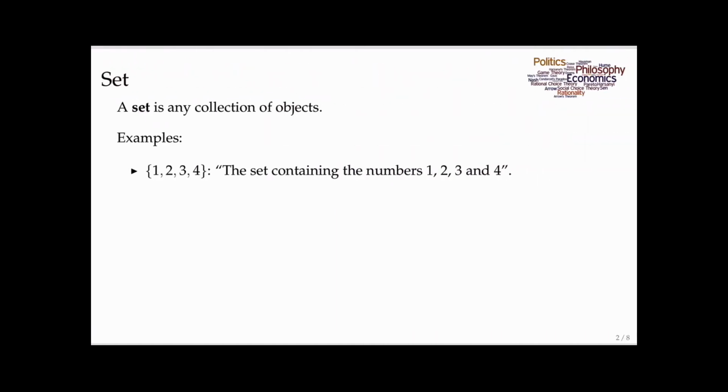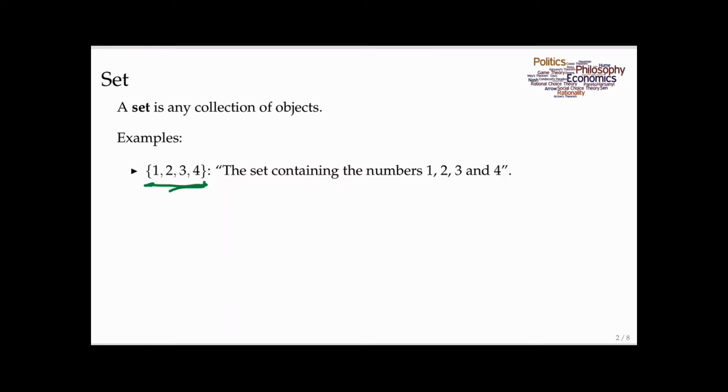Now, how do you denote a set? A set is denoted by simply listing all of its elements. So we use these curly braces here to signal that the list of objects inside of the curly braces is the set of things we're interested in. So this here is the set of numbers 1, 2, 3, and 4. Here we just listed all the elements of the set.